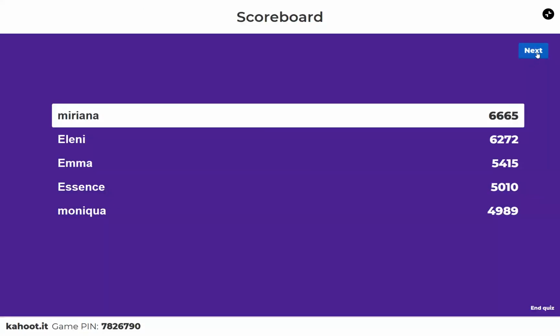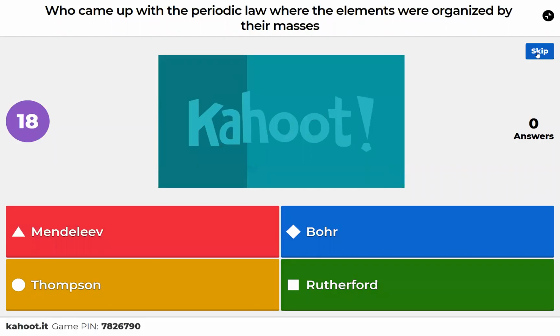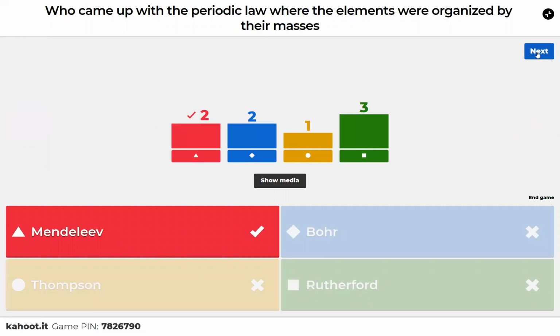Okay, let's keep going. We're almost halfway there. Periodic law. Think about the periodic table. A Russian fellow. I might give it away. Dmitri Mendeleev. And their periodic law was the accident. Well, incorrectly put the elements by their mass. It's supposed to be by their atomic number.